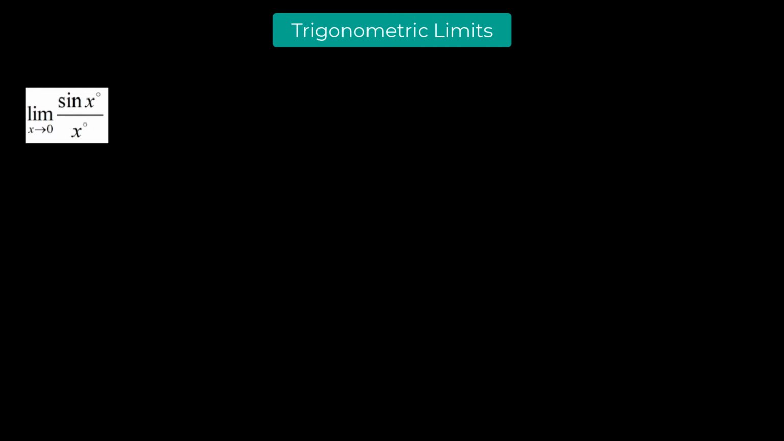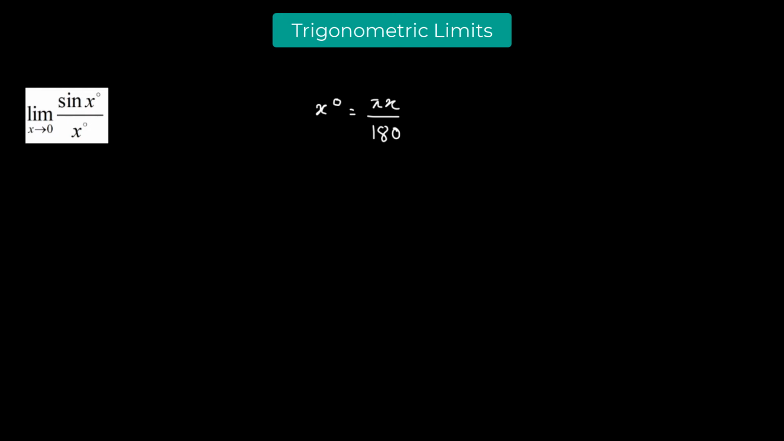Now here we have the function sine x degree over x degree. This time the denominator is also in degrees, whereas the limiting value is given as x, which is in radians. So x is going to 0. That means we need to convert x degrees to radians. Like in the previous question, we have x degrees equal to pi x over 180. So let us replace it there.